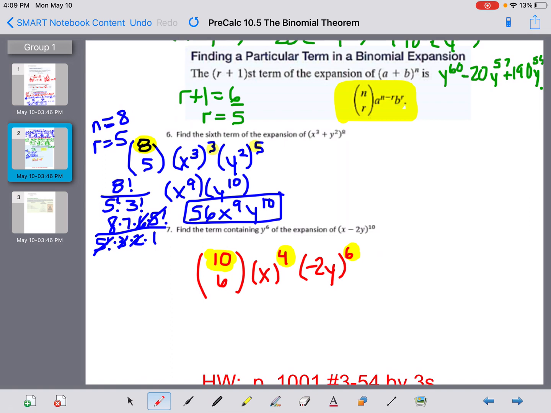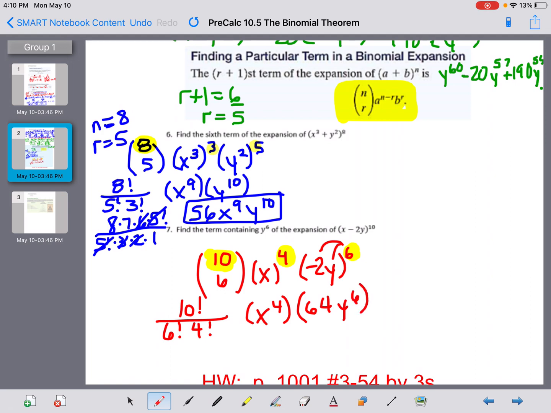All right, here we go. 10 factorial over 6 factorial times the difference, 10 minus 6 is 4 factorial, times x to the 4th. If I do negative 2 to the 6th and y to the 6th, negative 2 to the 6th, well, the negative will go away because it's an even power. 2 times 2 times 2 times 2 times 2 times 2. 2 times 2 is 4, times 2 is 8, times 2 is 16, times 2 is 32, times 2 is 64, y to the 6th.